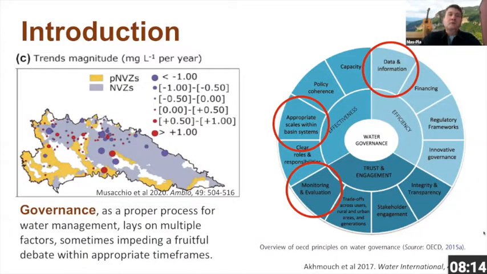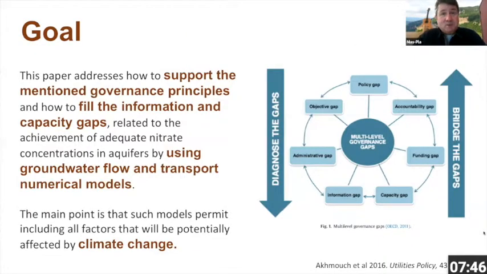And therefore, water modeling can provide an objective tool about which these data, these processes, and more importantly, the hydrogeological processes or the geological dynamics of the aquifer can be explained and therefore provided to the actors, to the stakeholders, to get more convenient decisions about what to do. Next slide, please. And then we'll see that the goal of this presentation is to show how groundwater flow and transport numerical models can fulfill the information gaps and the capacity gaps that are inherent to all governance processes.